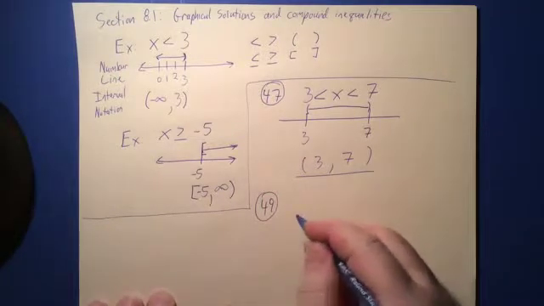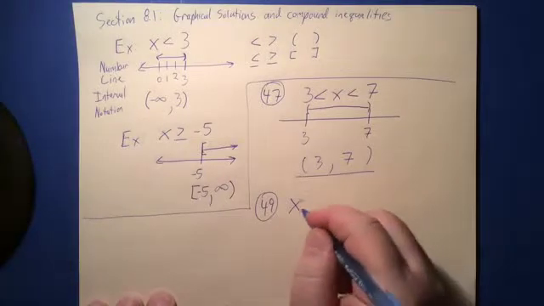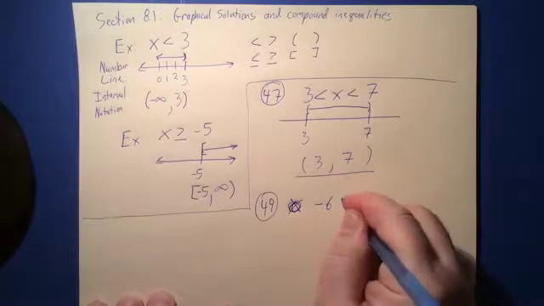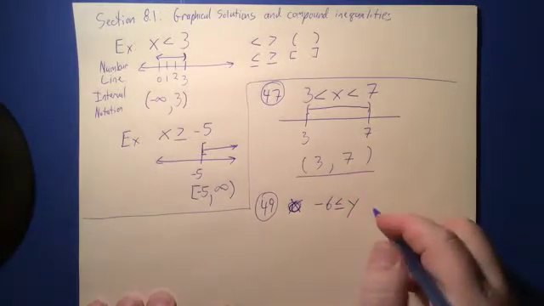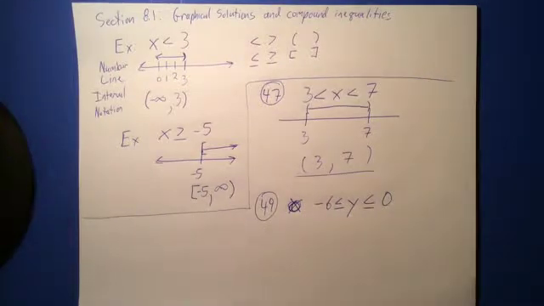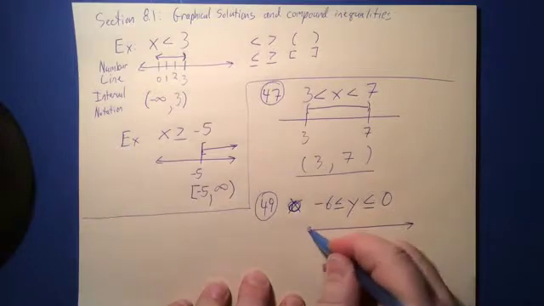So now we've got the solution. Not x, I apologize for that. Negative 6 is less than or equal to y, which is less than or equal to 0. So again, we're going to go ahead and express this first on a number line.